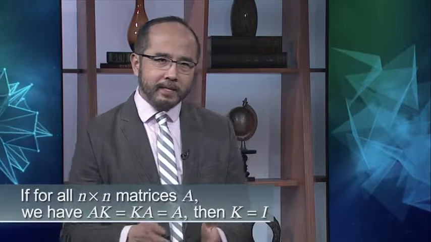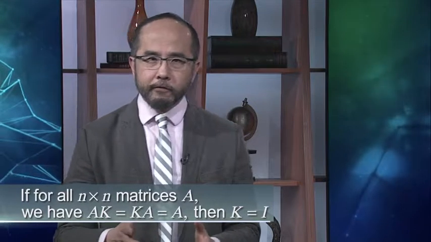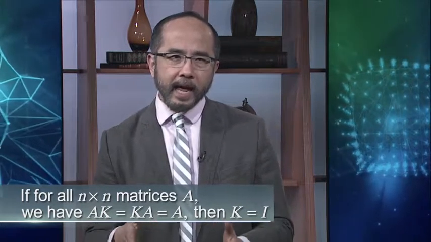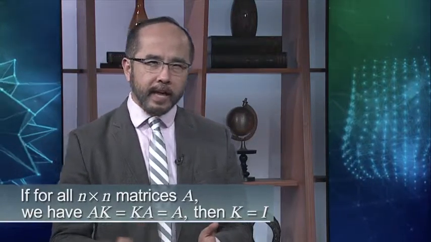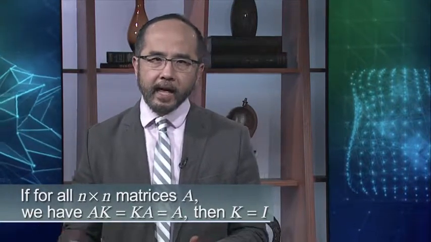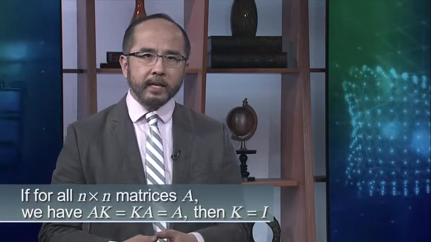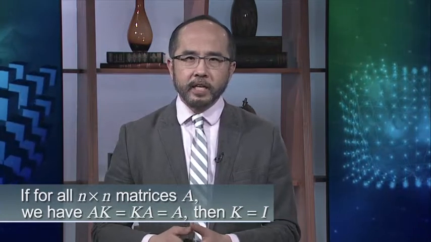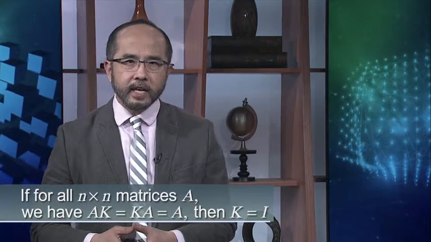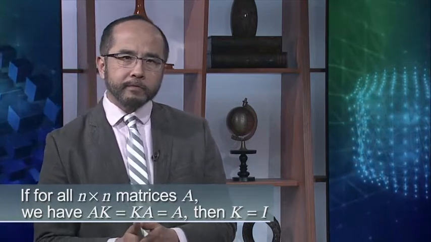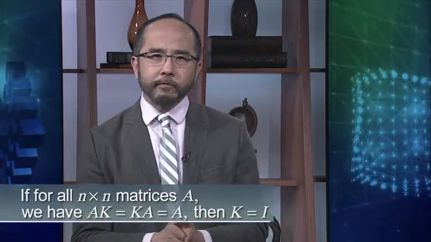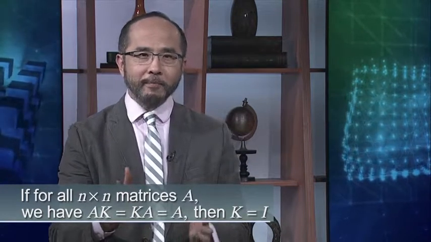Here's how we'll state this as a theorem. If, for all n by n matrices A, we have A times K equals K times A equals A, then K must be the n by n identity matrix. And the proof is very simple. It's a one-line proof. In fact, if you blink, you might miss it.